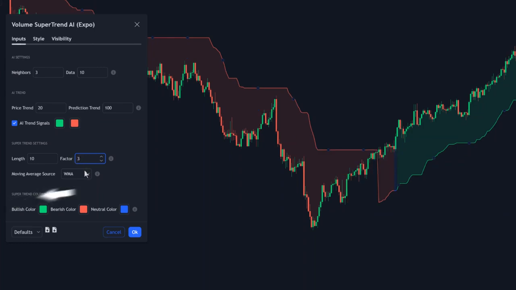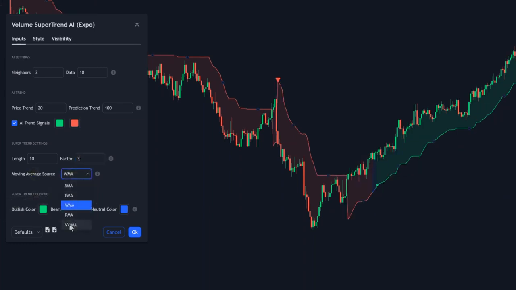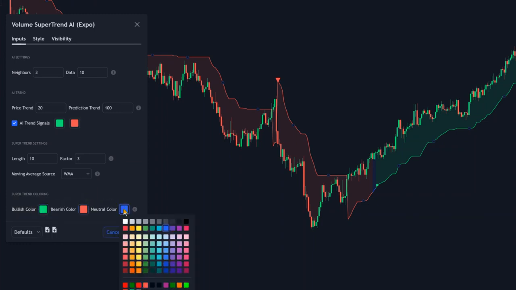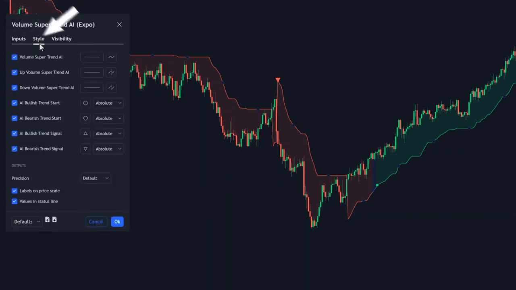Moving on, we have the moving average source, presenting several options for our selection. For this video, we're gonna go with the default value. Additionally, here you have the option to change the colors representing bullish and bearish trends. In the Style tab, we have the option to switch the visibility of various indicator components, but since we're going to maintain the default settings of this indicator, we're going to click here and choose to reset this indicator's settings to the default values. After that, click OK.